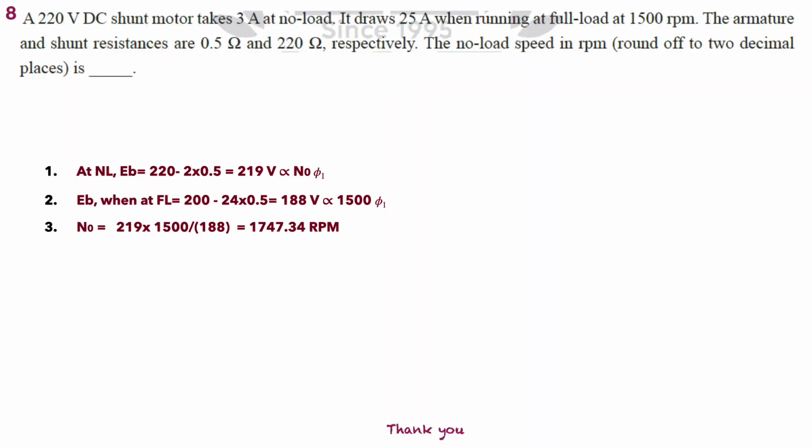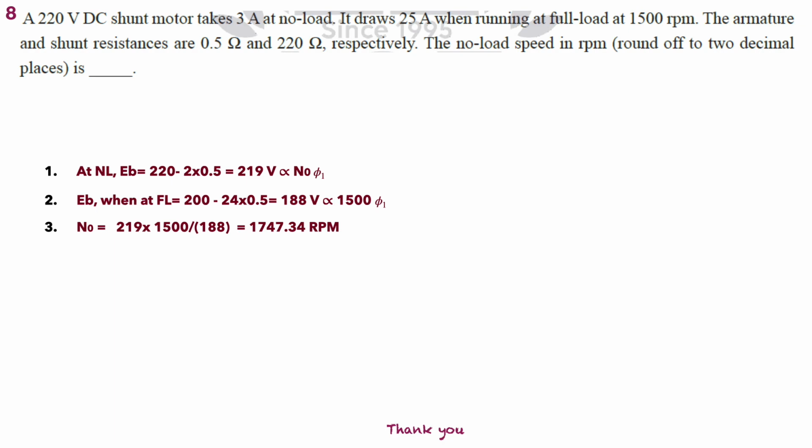So EB for the no load case is equal to 220 minus 2 amps. Why is it 2 amps? Because 1 ampere has gone off. Though it takes 3 amps, 1 ampere has gone to the field, so the rest enters the armature. So 2 into 0.5, what is 0.5? The armature resistance. So it gives us 219 volt, which is proportional to the no load speed N0 multiplied by the flux, phi.